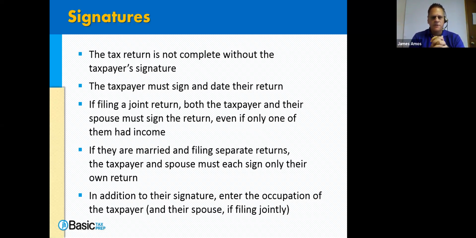Now, in addition to their signature, you want to put in the occupation of the taxpayer, and then if they're filing jointly, the spouse. That is not going to have any direct effect on the tax return. It's informational only, but it is required information. So the taxpayer might be a carpenter. The spouse might be a self-employed businesswoman. You'd put self-employed. No big deal. It's just information.